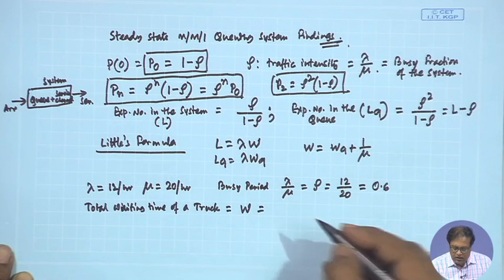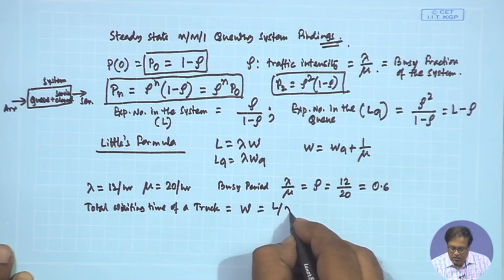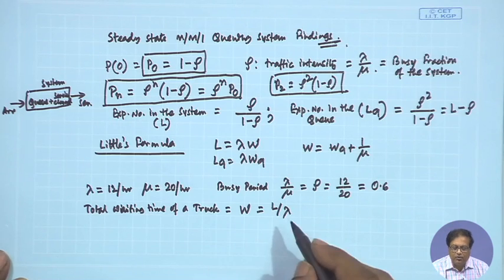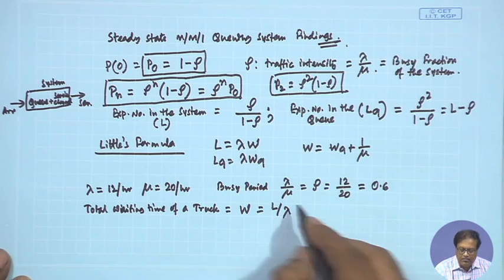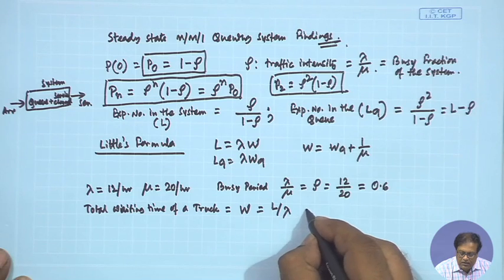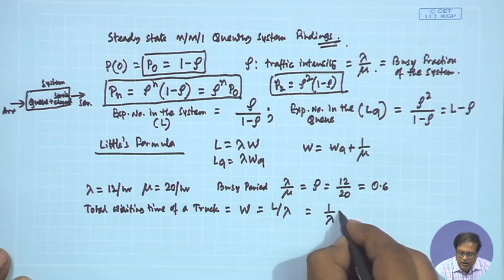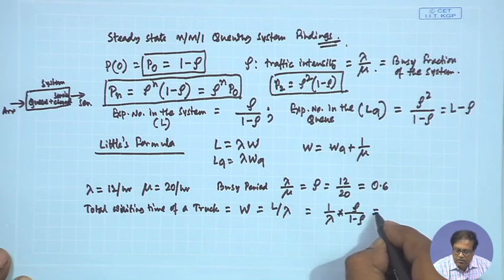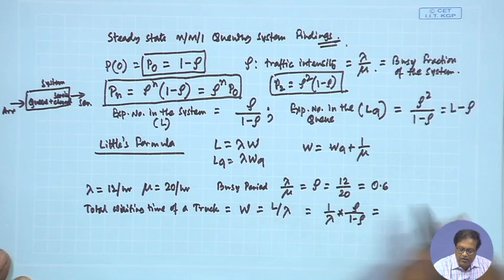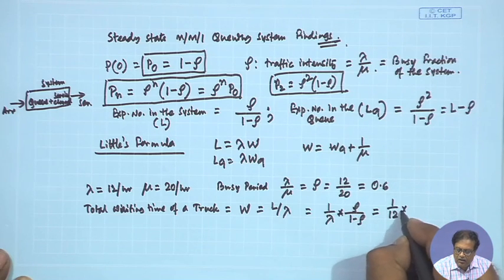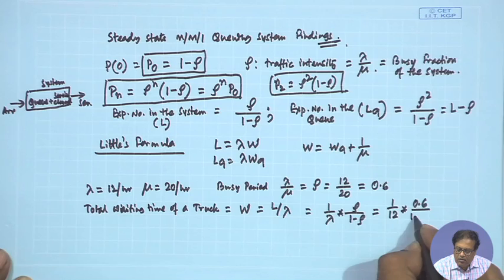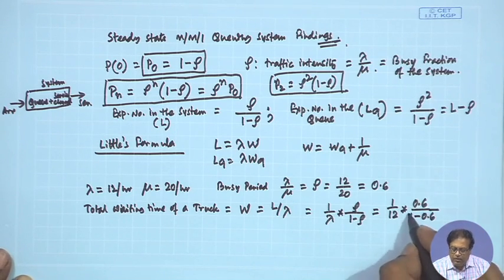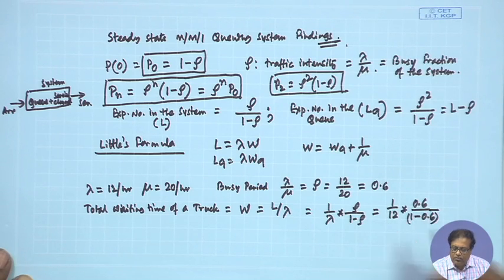W is given by L by lambda, right. Little's formula, L equal to lambda W. So, the same formula we are using, W equal to L by lambda. What is L? L is rho by 1 minus rho. So, it is 1 by lambda times rho by 1 minus rho, right. So, rho is 0.6, lambda is how much? 12. So, equal to 1 by 12 into 0.6 by (1 minus 0.6), right. So, this is coming out to be 0.4, this is 12, so 4.8.